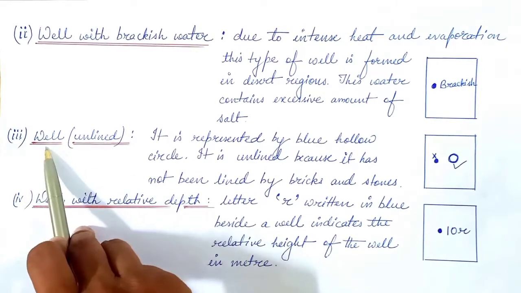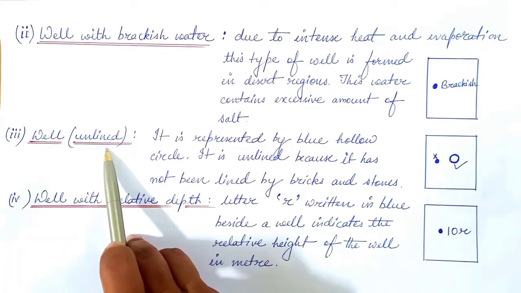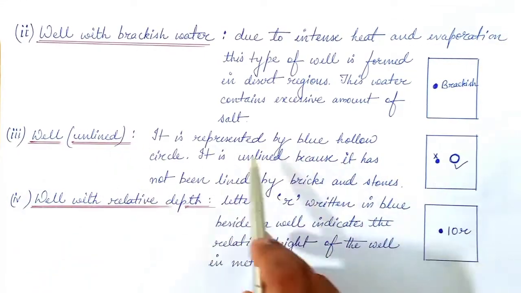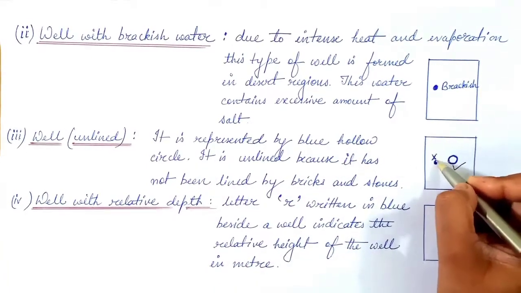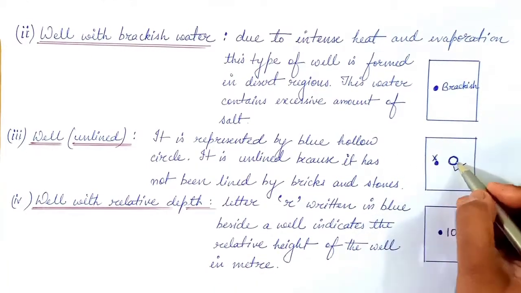The next is a well which is unlined. So in case of an unlined well, it will be represented by a blue hollow circle. It will not be represented by a solid circle but as a blue hollow.